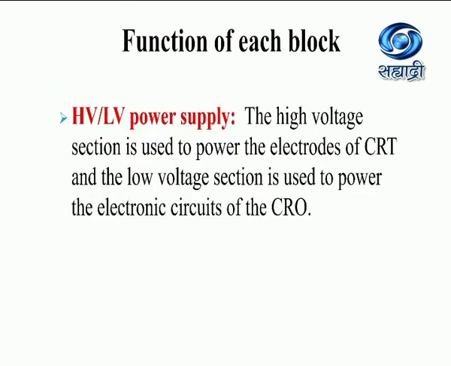And the last block is the high voltage and low voltage power supply. So basically in a CRO, we require high voltage as well as low voltage. The high voltage section is used to power the electrodes of the CRT and the low voltage section is used to power the electronic circuits of the CRO. So the high voltage supply is used to supply power for the CRT and the low voltage supply is used to supply the voltage for the remaining electronic circuits.